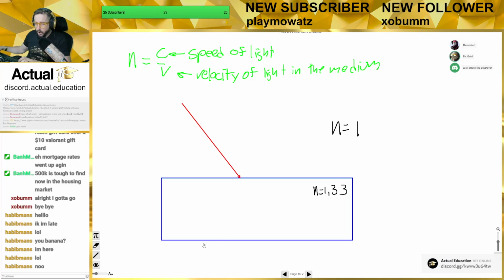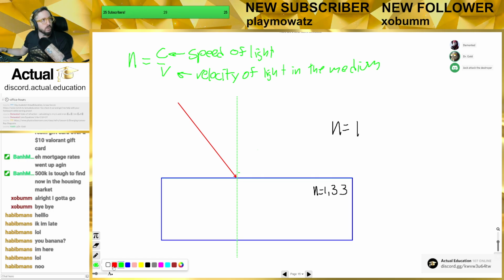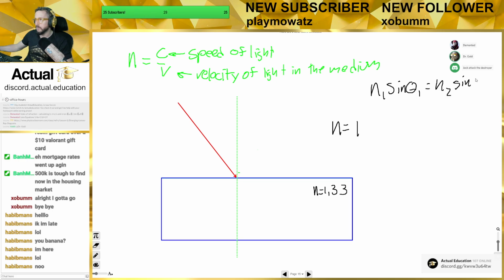So what you always need to do when you do one of these questions is draw what's called the normal line, the incident normal line. You're just always going to draw a perpendicular line like this, which is normal to the surface. Snell's law is this: n1 sine theta 1 is equal to n2 sine theta 2, right?